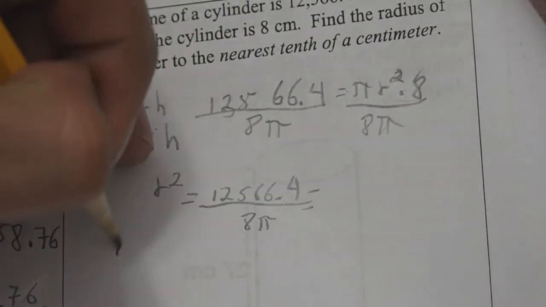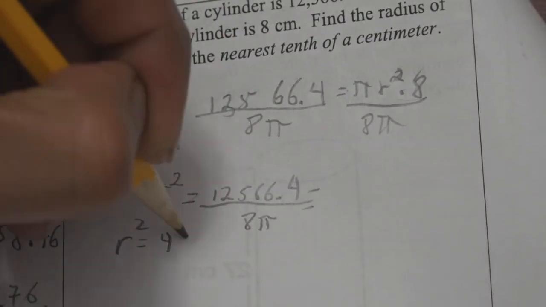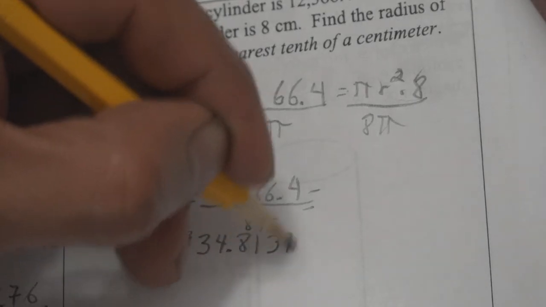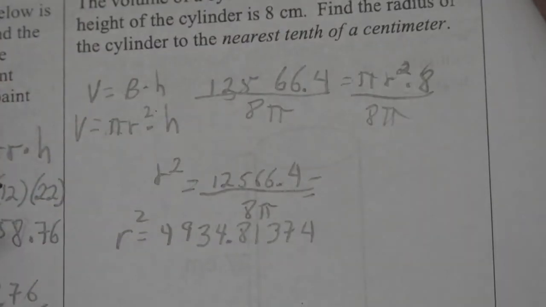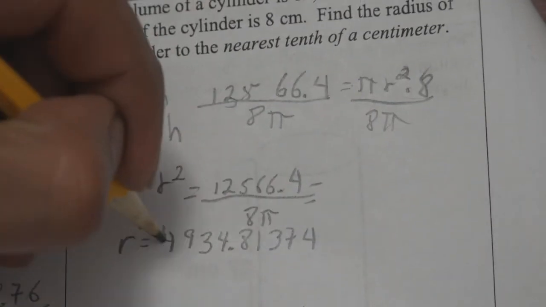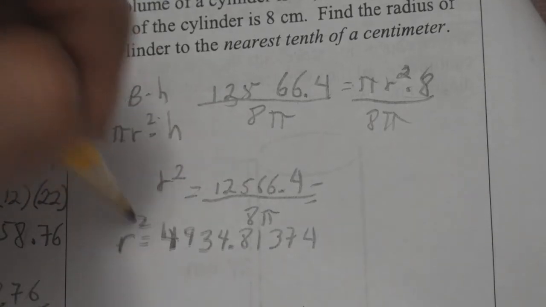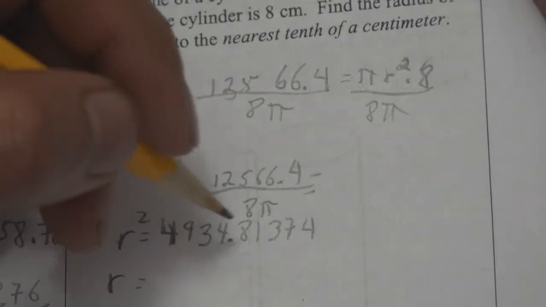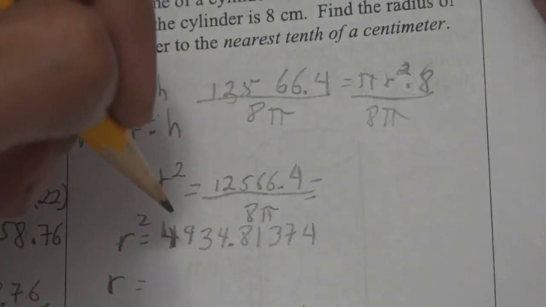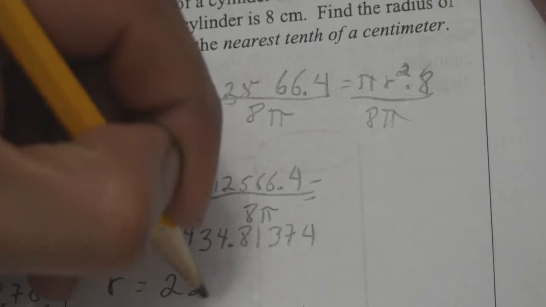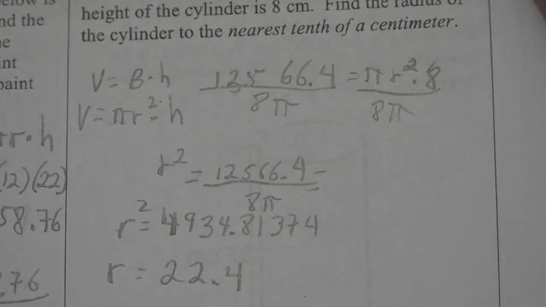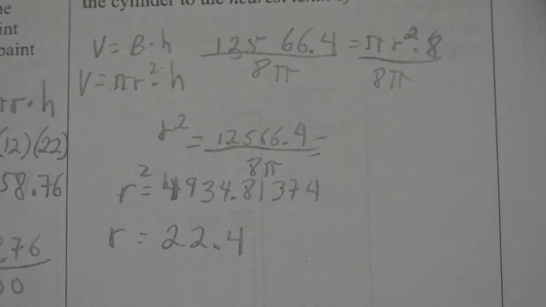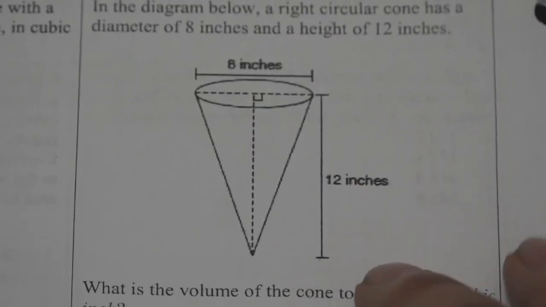4,934.81. So r squared equals 4,934.81374. Now you have r squared, but you need r, so you're going to have to take the square root of that. So what is the square root of that? 22.4. There you go. That's your problem right there. That's how you find the radius. All right, let's go on to the next problem.